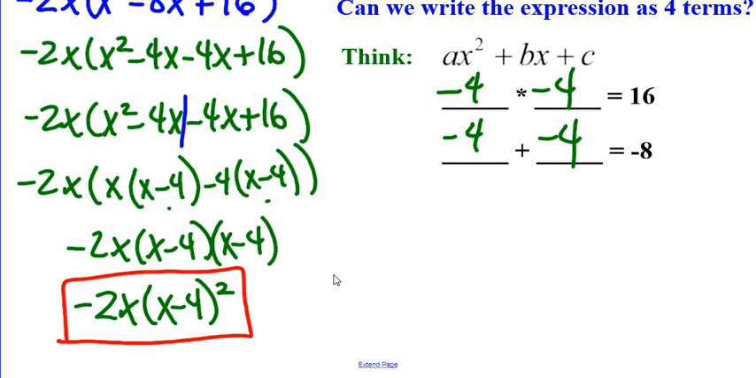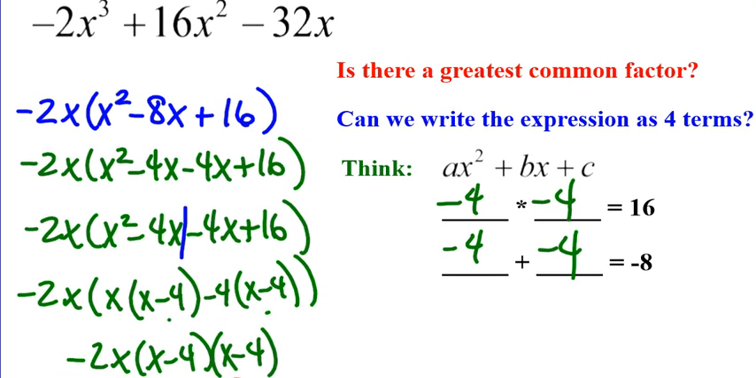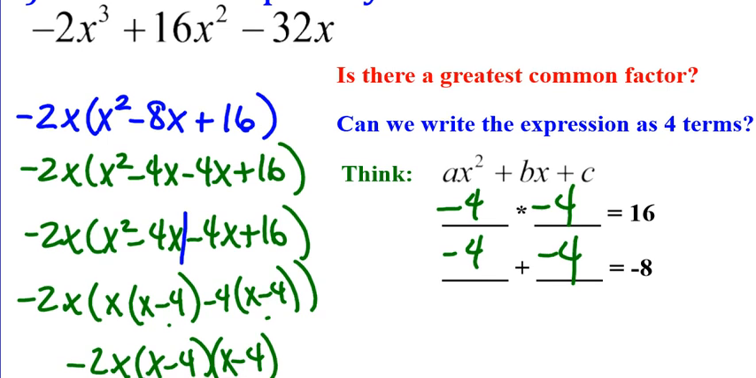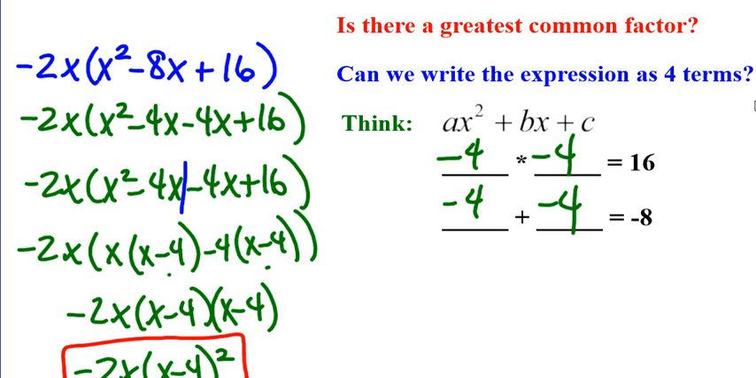Again, to check the equality, we can distribute the two factors. So you multiply your x minus 4 times x minus 4, combine your like terms, and distribute the third factor, negative 2x, through, and you should get back your original expression. Negative 2x to the third plus 16x squared minus 32x.